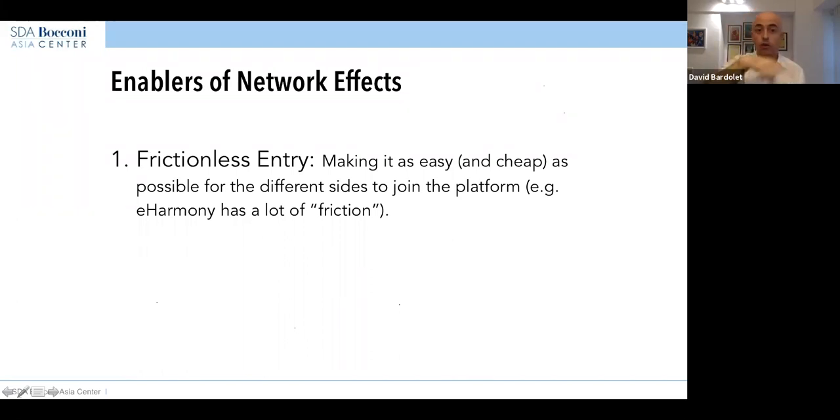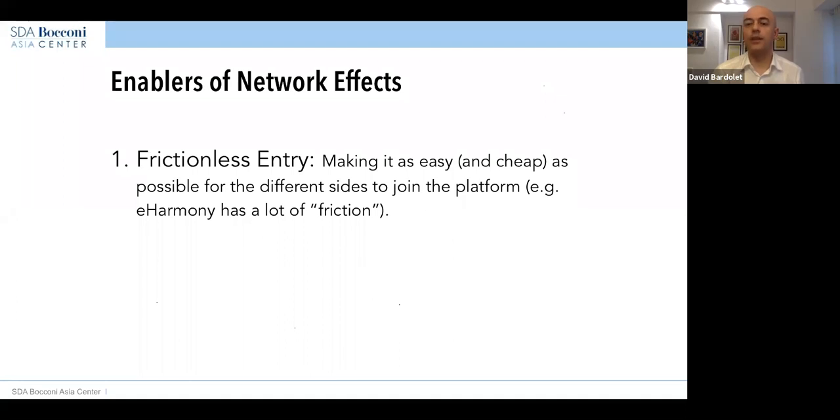One, if you want this cycle to happen, you gotta make the entry what we call frictionless, very easy. If people are being blocked from entering the platform by fees, by the process of joining, and so on, you don't get this cycle of network effects running as fast as you could. So you have to make the entry, especially at the beginning, right? Very simple.